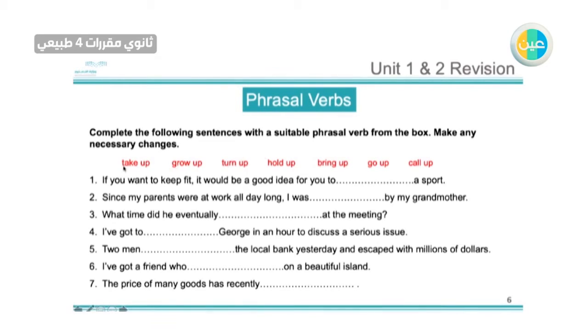So we have first these phrasal verbs. What do they mean? First one, take up. Take up means that you get interested or engaged in something. Then grow up. Grow up means to live in a place, or to become an adult in a place. For example, I grew up in Riyadh, or I grew up in Abha.